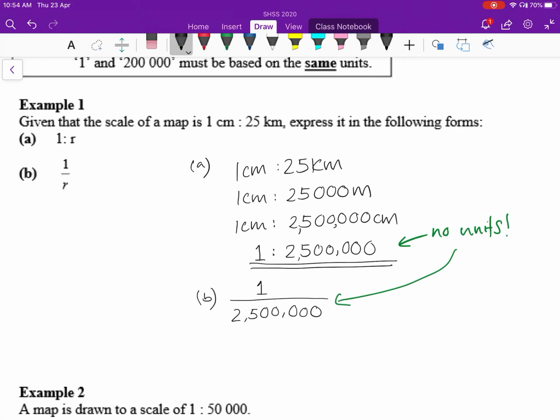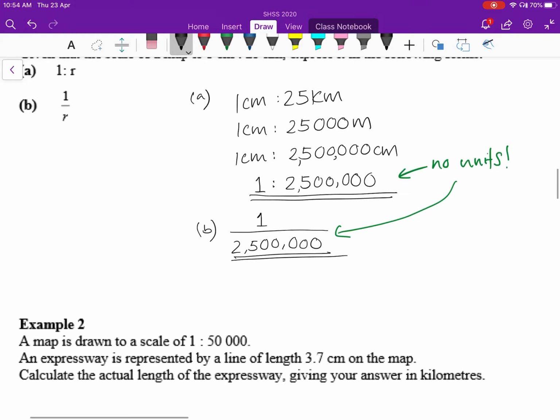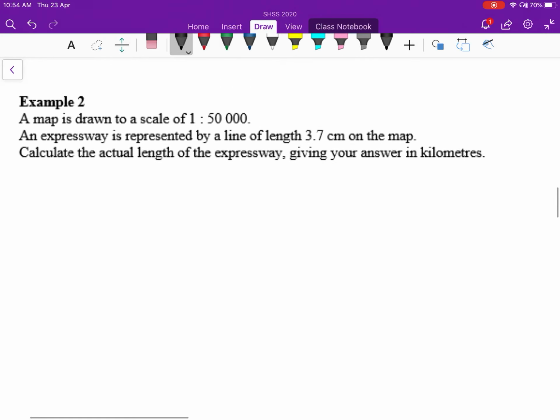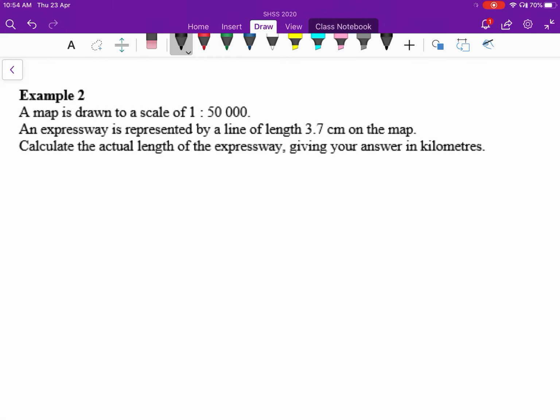And this is the final answer for B. Easy. Let's go to example 2. Now, example 2, they give you the scale already, so you don't have to find the scale. A map is drawn to a scale of 1 is to 50,000. Always take note, 1 is to 50,000.